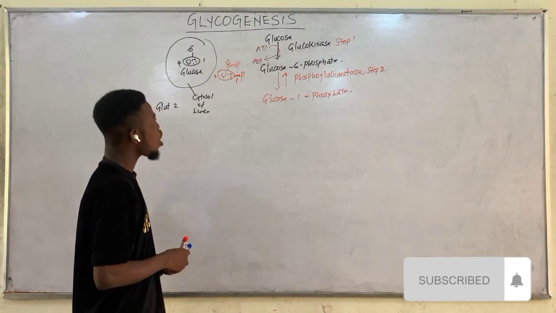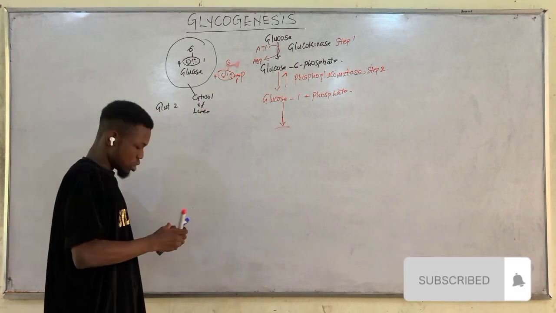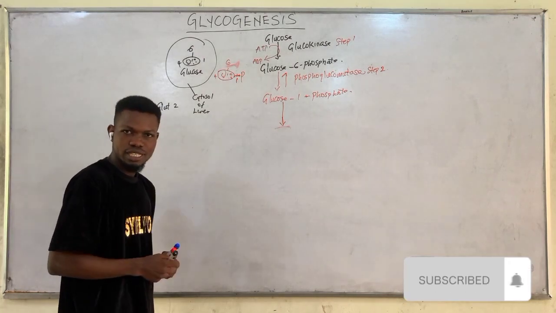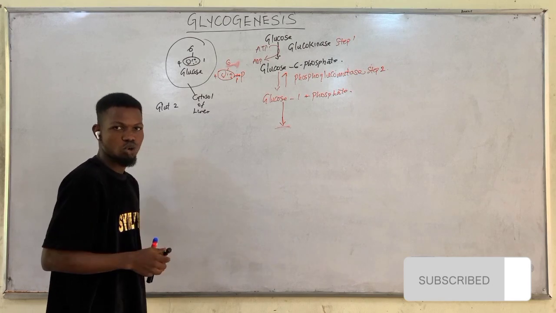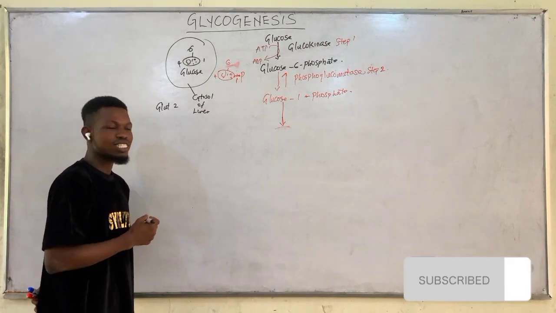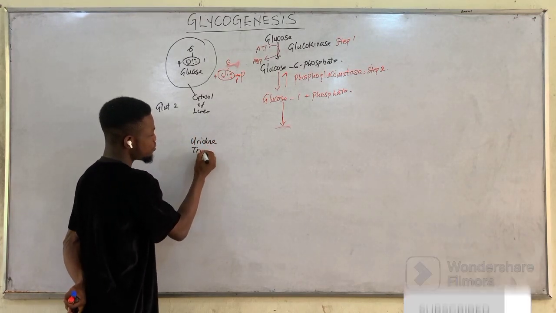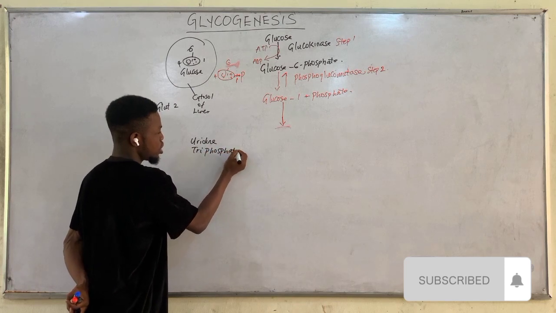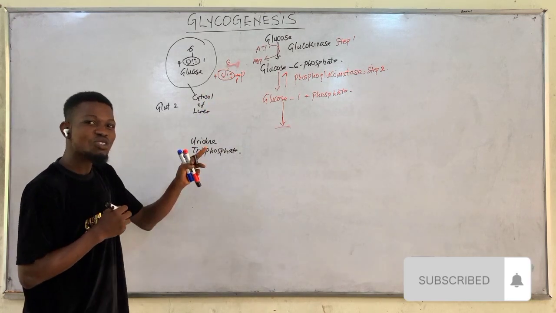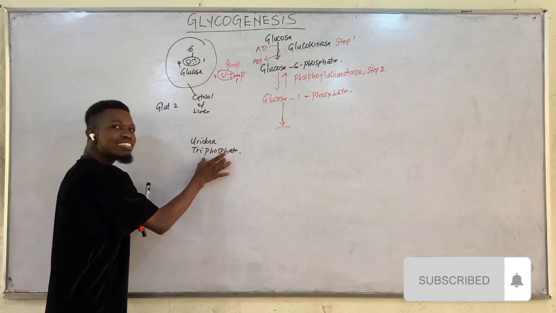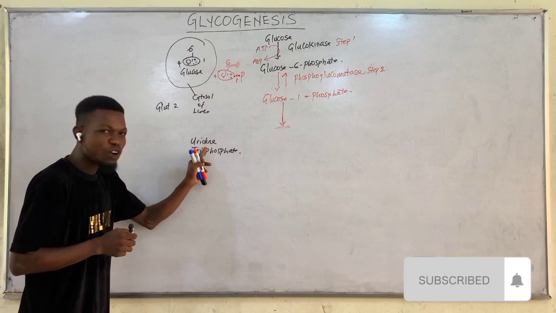Now, in the next step of glycogenesis, glucose 1-phosphate will be converted to another typical structure. In the process, there's something we call uridine triphosphate. This uridine triphosphate is the one that will continue the process of what? Glycogenesis. This particular molecule is needed for glycogenesis to continue. Now, uridine triphosphate is made up of what?